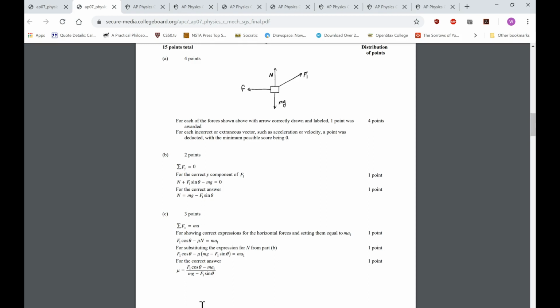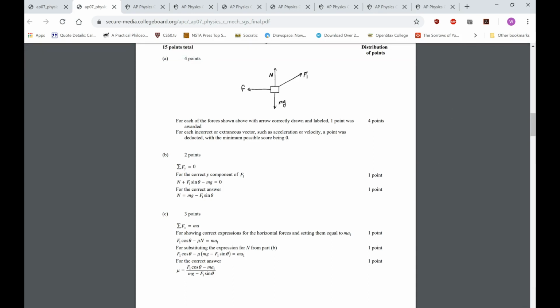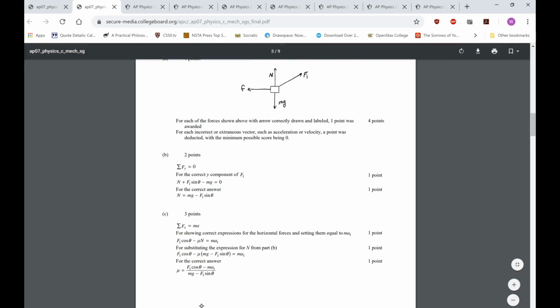So the first thing they want you to indicate is that the sum of the forces equals 0, and as a result, the correct y component of F1. So they want you to write that the normal force plus F1 sine theta minus mg equals 0. So that's what we just wrote, right? So that earns you a point. And notice below, for writing F1 cosine theta minus mu k Fn equals m1a is the second point. So if you can do the diagram and do the chart as we've practiced, you're at 6 points.